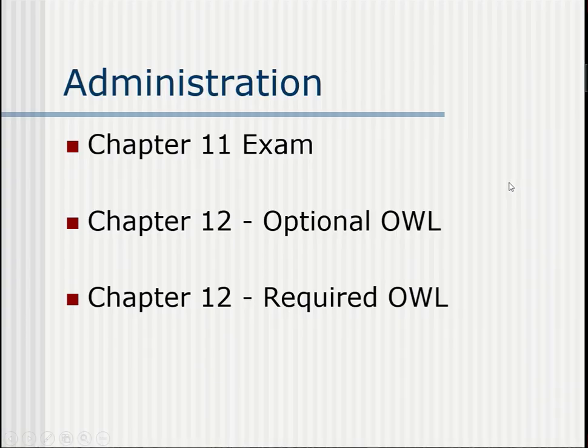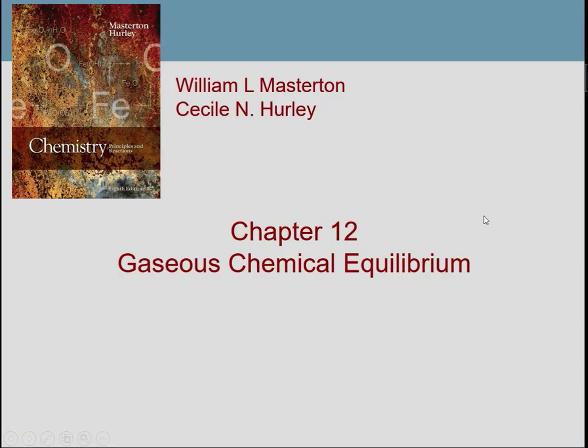So administrative items, still the same things. You have the Chapter 11 exam to do if you haven't started already. Take care of that as quickly as possible. I think it's open until the 18th, if I'm not mistaken. And then Chapter 12, there is the optional AL, the required AL, and next week there will be the release of the test. Again, you need to get a 75% or greater on the required AL before you can actually take the test.